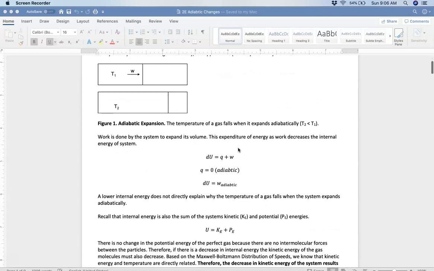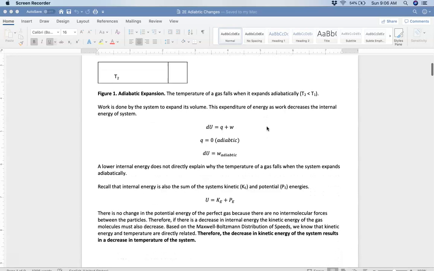So what we see in figure 1 is that we have some sort of initial system at T1. Work is going to be done against a movable frictionless wall as this system expands into the surroundings. As that work is expended, we have this new final setup of the system in which the volume is larger. And if we measure the temperature of the system after the work has been completed, we'll see that T2 is actually less than T1. So the temperature of the system has fallen as that system expanded adiabatically.